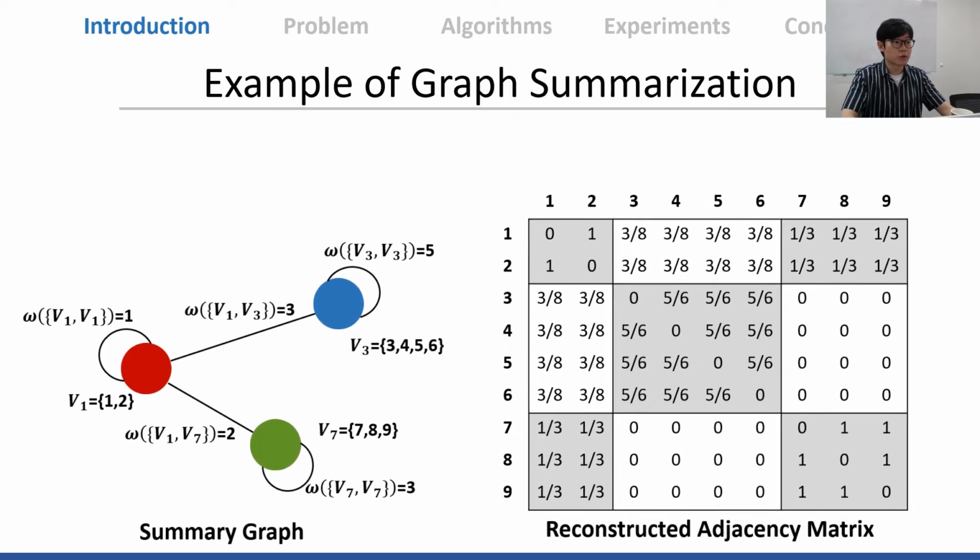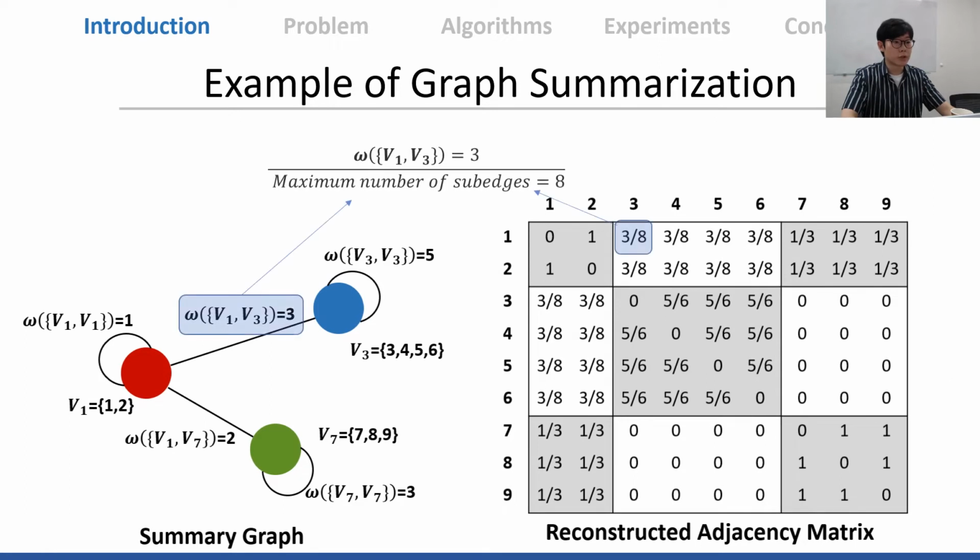Each element of the reconstructed adjacency matrix is computed using this equation. The denominator is the maximum number of subedges between two supernodes, and the numerator is the actual number of subedges between two supernodes. In this case, supernode V1 and supernode V3 can be connected with at most 8 subedges between them, since they consist of subnodes 1, 2, and 3, 4, 5, 6 respectively. The actual number of connections between them is 3. All corresponding elements in the reconstructed adjacency matrix are set to 3 over 8.